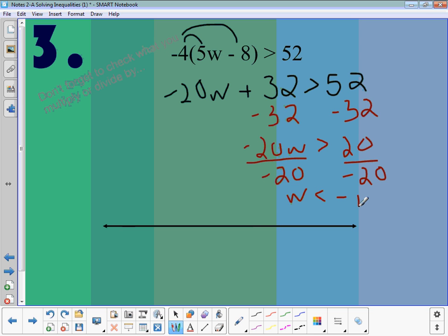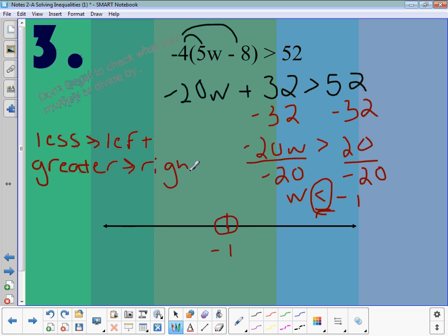So now I need to put this on my line. I usually just pick a spot in the middle, and I'm going to call this negative 1. Now, because this is just a less than symbol, it's not less than or equal to, at negative 1 I'm going to put an open circle. And less than means you go left. So less means left, and greater than, if you were to have a greater than symbol, you would go right. So because it's less than, we need to draw our arrow going this way. So our solution for W is anything going this way on the graph.